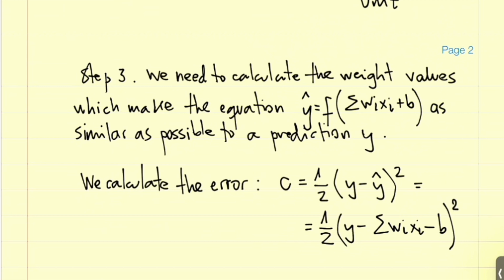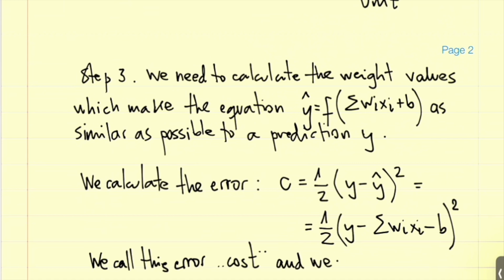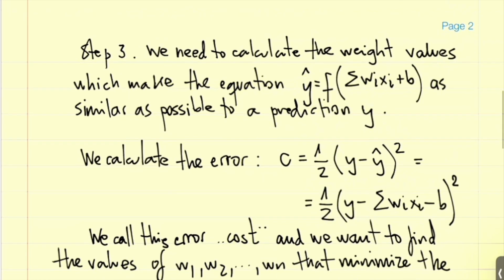Okay? We call this error cost. Okay? And we want to find the values of W1, W2, Wn that minimize the cost. Okay?